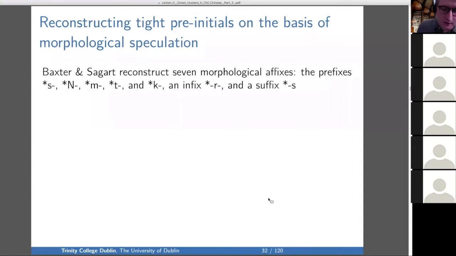if we have to invoke dialect variation, maybe dialect variation is enough, and we don't have to distinguish between these different phonotactic types of preinitials. And I think that's an excellent point. Yeah, we should only have as much machinery as we need and not any more.